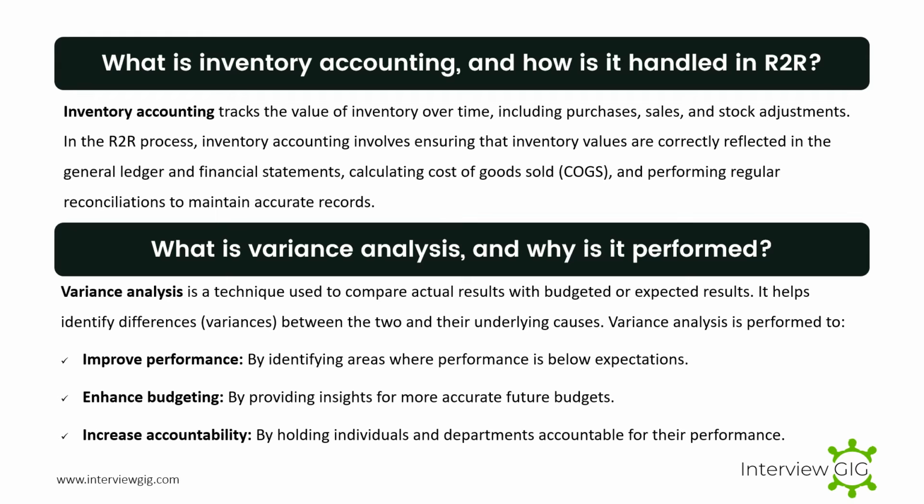Inventory accounting tracks the value of inventory over time, including purchases, sales, and stock adjustments. In the R2R process, inventory accounting involves ensuring that inventory values are correctly reflected in the general ledger and financial statements, calculating cost of goods sold (COGS), and performing regular reconciliations to maintain accurate records. What is variance analysis, and why is it performed?